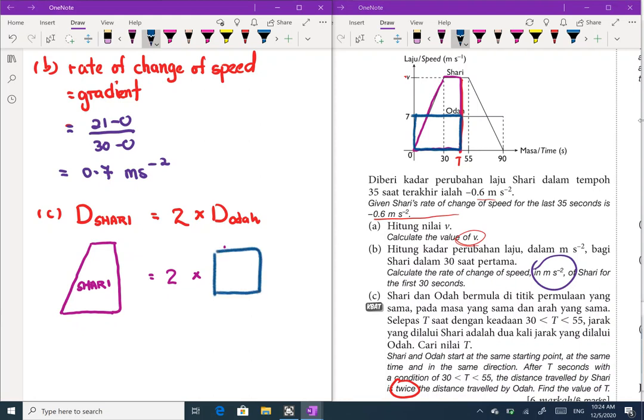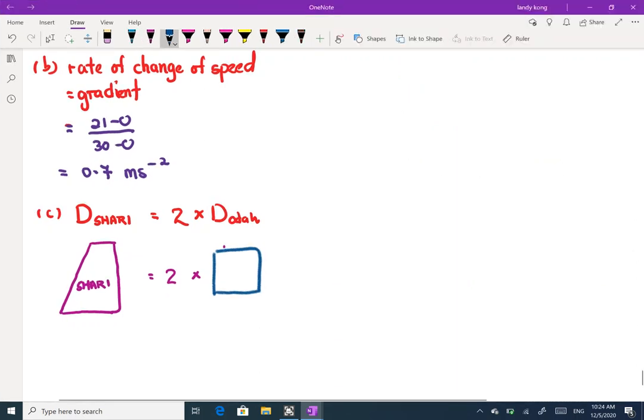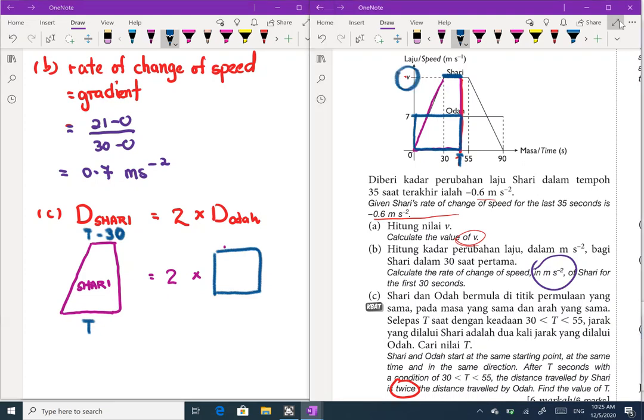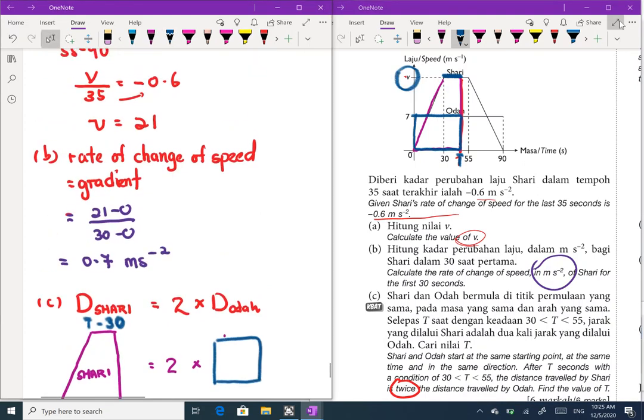Okay, now we determine the length for each side. So can you tell me, how about this length for here? This is T. This is 30. So sure is T minus 30. And here is T. And the height for this one is V, right? So just now you got the V is 21.